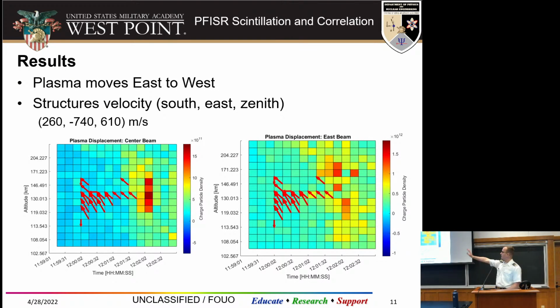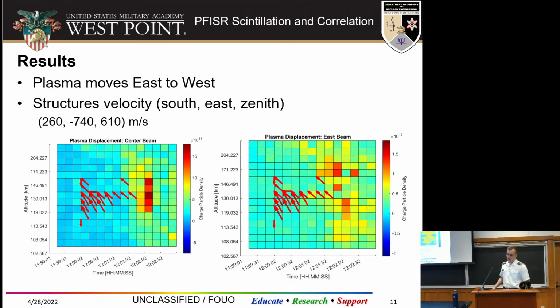You can generally see the displacement vectors going up and to the left from the center beam to the east beam. What that is saying is that the plasma density is showing up earlier in the east beam and also higher in the east beam in comparison to the center beam. So generally, you're seeing it go from east to west, which is also what we saw in the all-sky imager at the very beginning. And it also has the added information that it's getting lowered in altitude as we're going through.